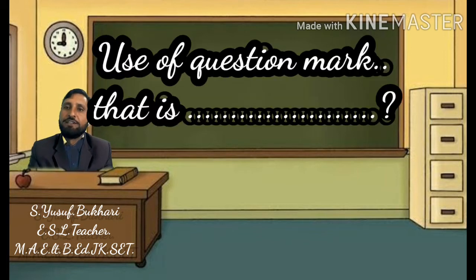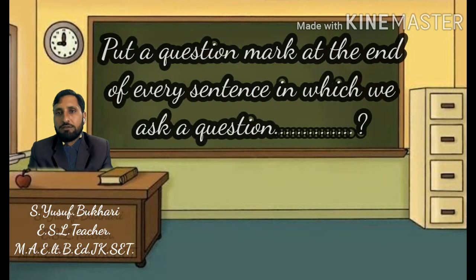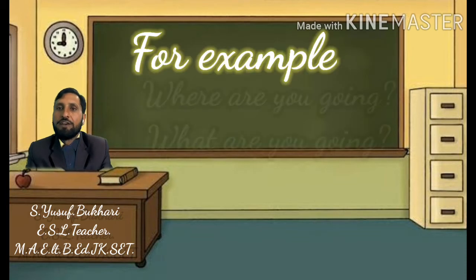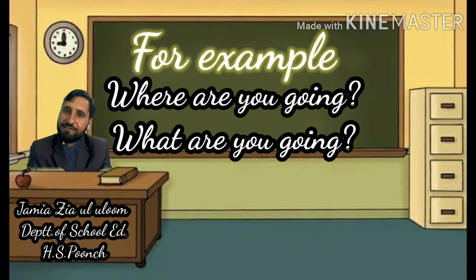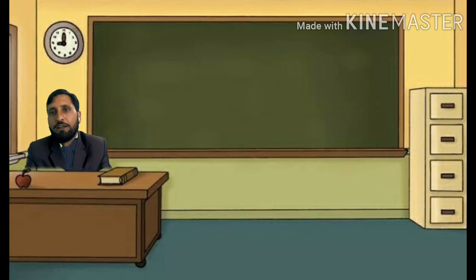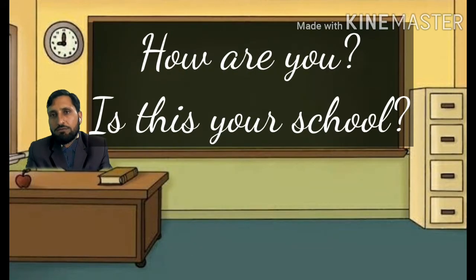Another important sign is the question mark. At the end of questionary sentences, or we can say interrogative sentences, we should put the sign of interrogation. For example, where are you going? This is a questionary sentence; we are asking something of you. So we should put the question mark at the end of this sentence. For example, is this your school? How are you? We should put the question mark at the end of all these sentences.